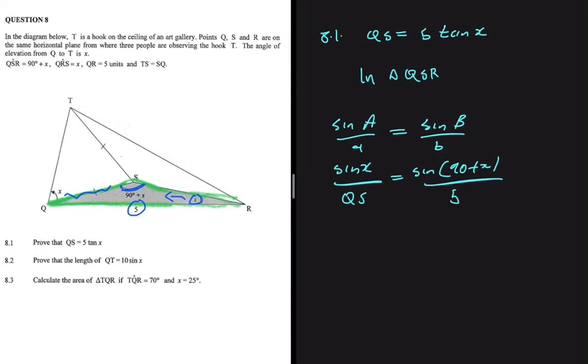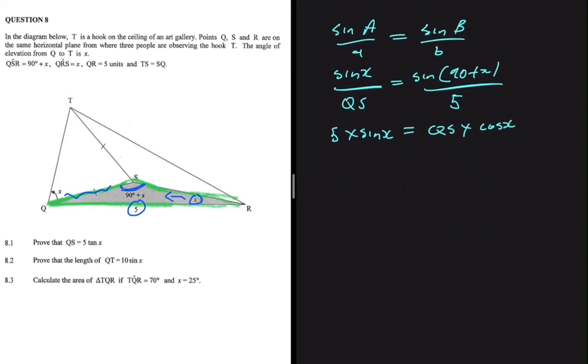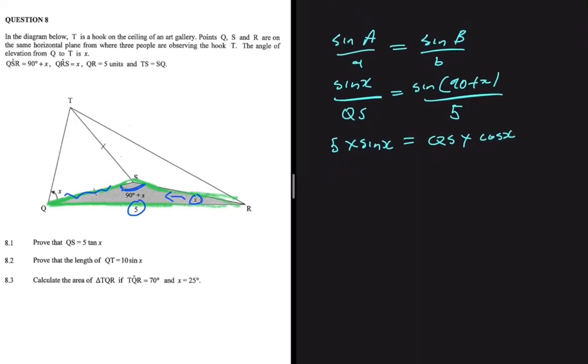Now let's cross multiply, right? If we cross multiply, we're going to get 5 multiplied by sine of x being equals to QS multiplied by sine of 90 plus X. Sine of 90 plus X, that is cos X, right? And then now, in order to find QS, we can divide both sides by cos of X. So if we do that, we're going to get QS being equals to 5 multiplied by sine of X divided by cos of X. And this will be equals to 5 multiplied by, so we know that sine of X divided by cos of X, that will be tan of X, and it's exactly what we are required to prove.